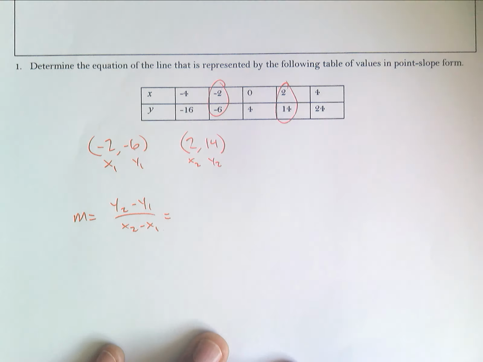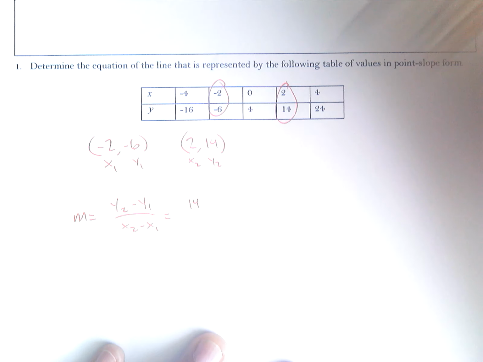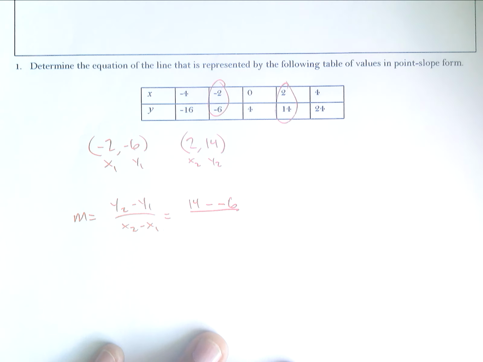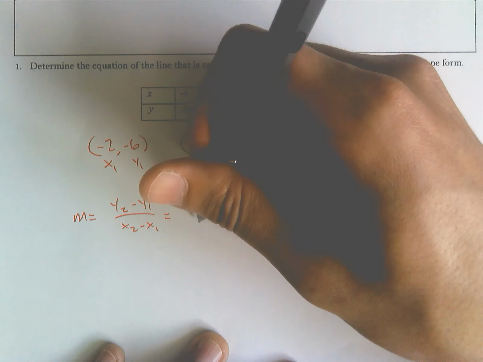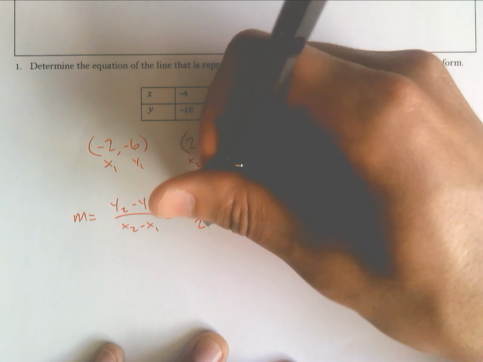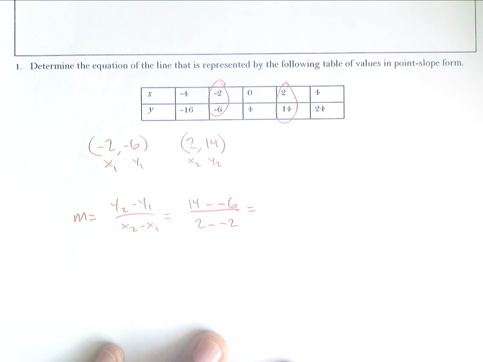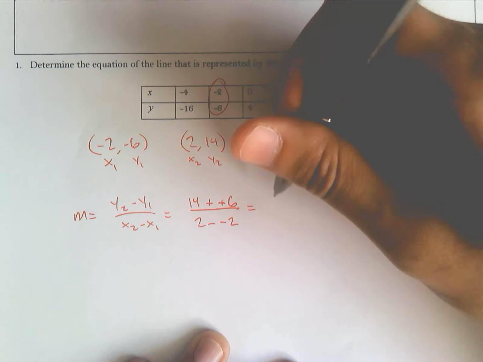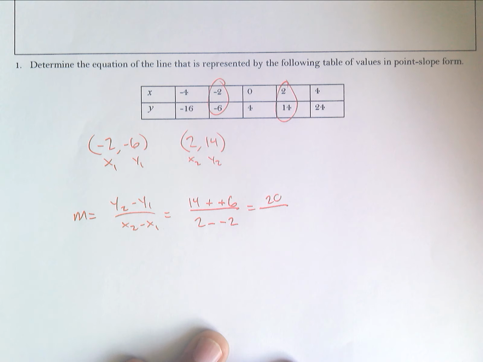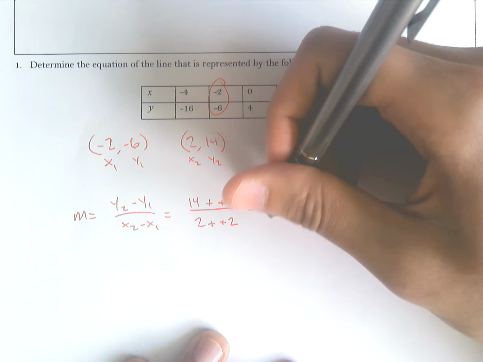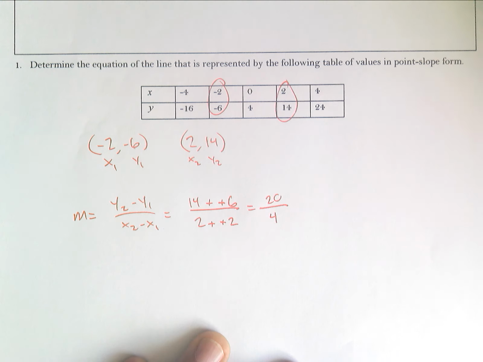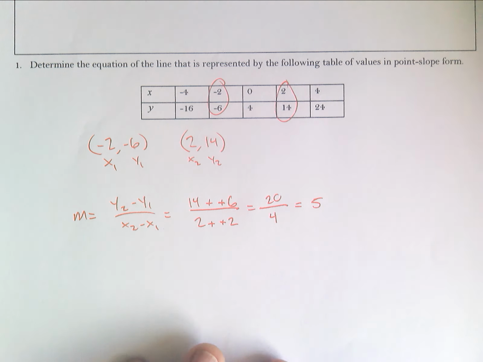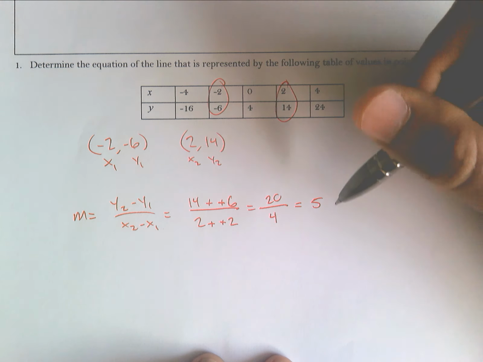So y2 is 14 minus y1 is -6, so minus -6. x2 is 2, and x1 is -2, so minus -2. Well, 14 minus -6, that double negative, we can say add a positive. So 14 plus 6 is 20, over 2 minus -2, again, double negative, we get 2 plus 2 is 4. Well, 20 over 4 reduces to 5 over 1, or just 5. You can also divide 20 divided by 4. So that's our slope, 5.